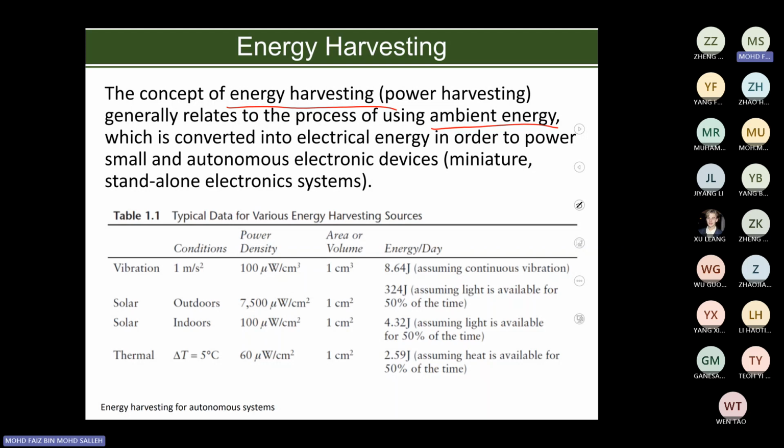Solar, you can see all that, depending on how you can absorb the solar irradiation, outdoor and indoor difference. And then thermal, temperature difference 5 degree, microwatt, 2.59 joule. Still small.